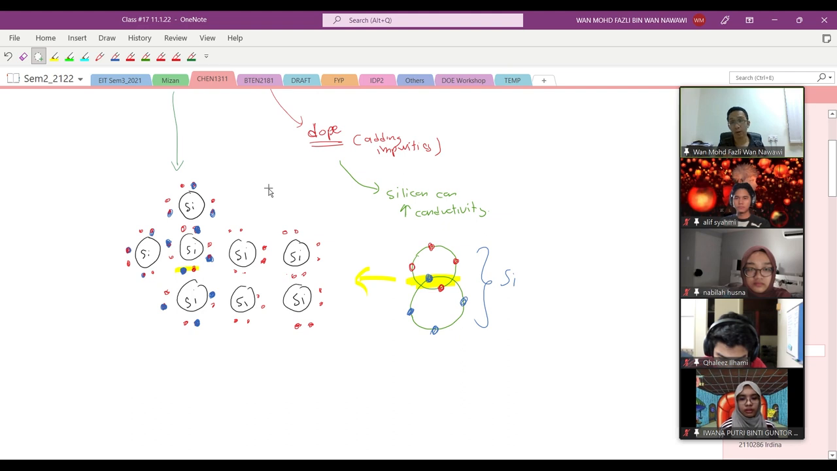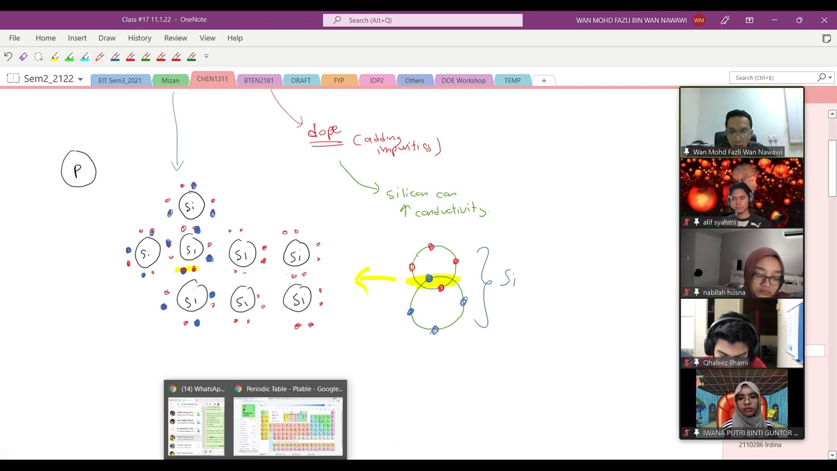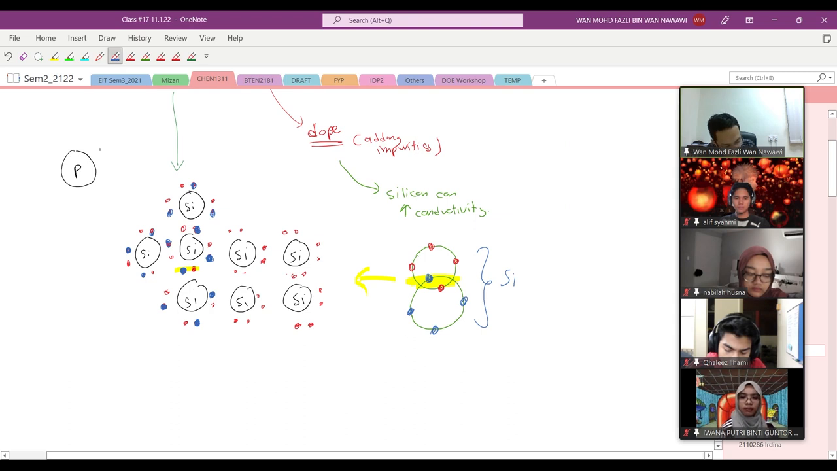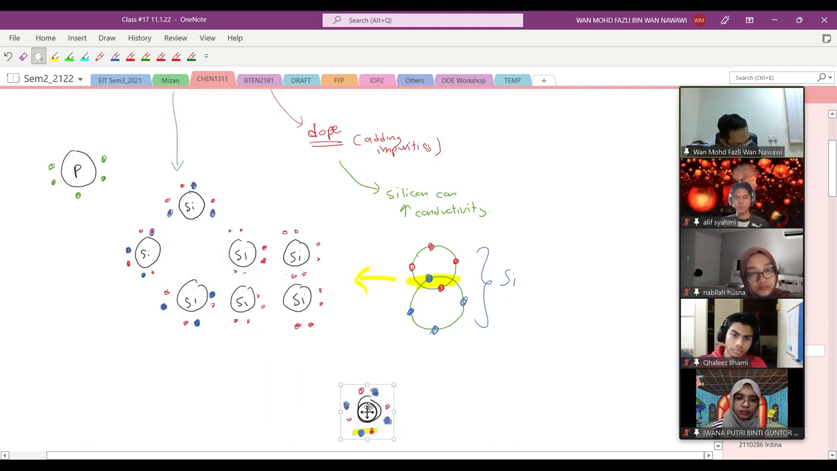So what doping means is that you have something, let's say phosphorus, and from this we see that phosphorus has five valence electrons. Let's say I draw in green 1, 2, 3, 4, 5. So doping means that you take this silicon out, and then you bring this phosphorus in. That's what it means by doping.